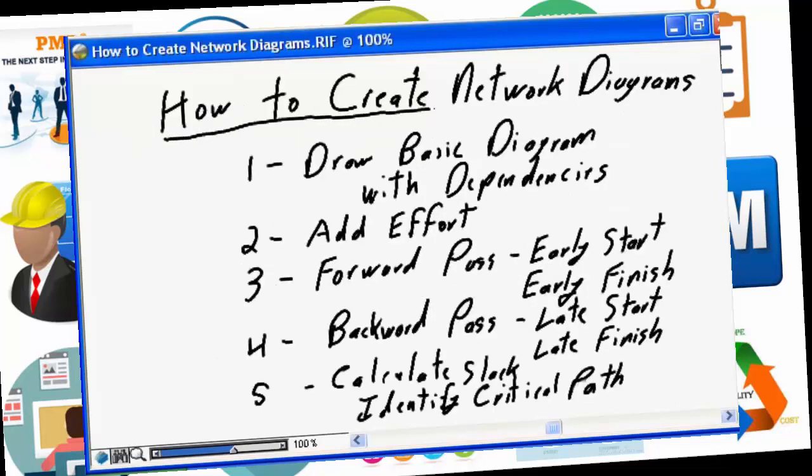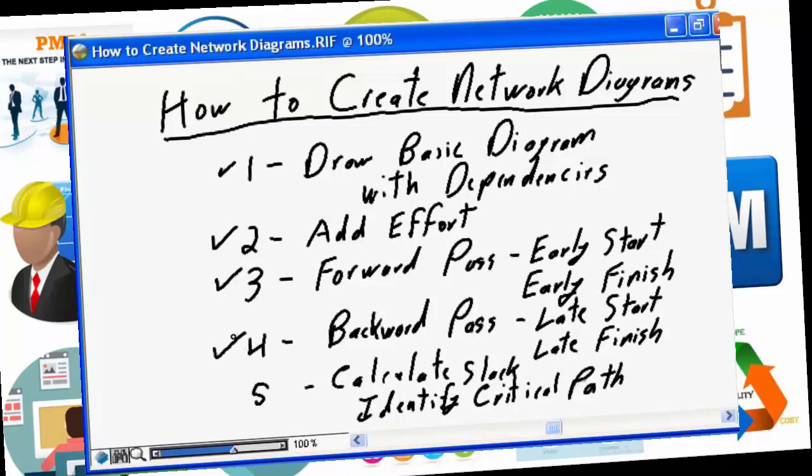The creation of network diagrams by hand is a 5-step process. Step number 1, we draw the basic diagram. We identify all of the tasks and all of the interdependencies between the tasks, and we put them on the network diagram. Step number 2, we add the effort required to complete each of the tasks to our network diagram. Based on the effort to complete the tasks, we do our forward pass to the network diagram. We calculate what the earliest start and the earliest finish date can be for each and every task on our project schedule. We then do what's called the backward pass.